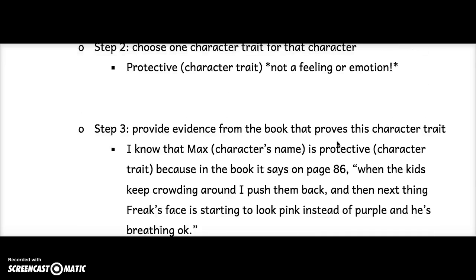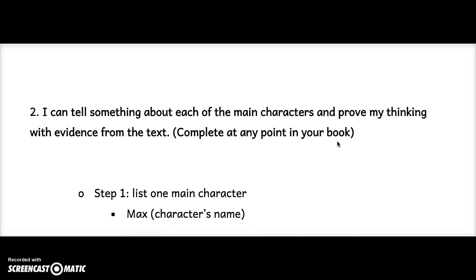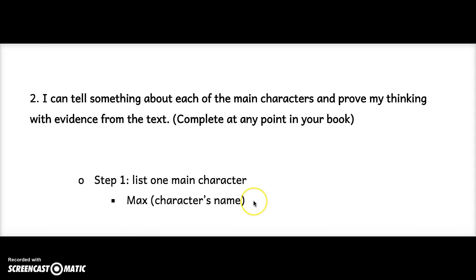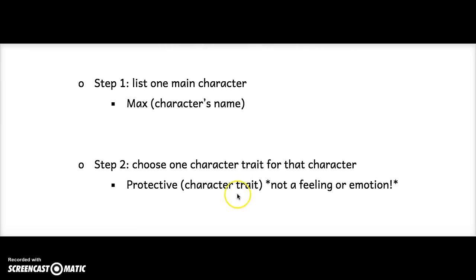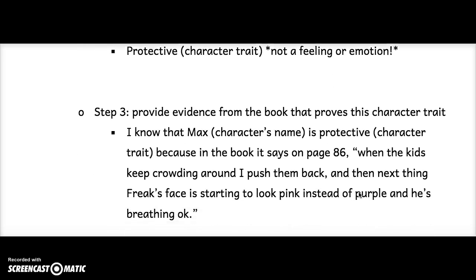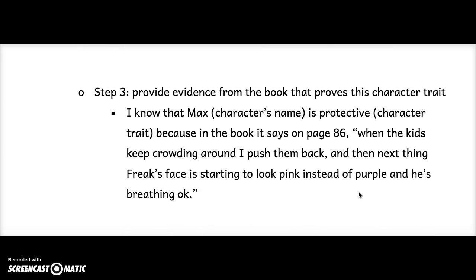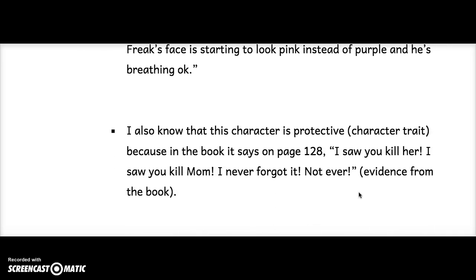So to review the steps that we need to take, the first thing that we need to do is list one character's name. Pick a character trait for them. Remember, a character trait is not a feeling or an emotion or a physical characteristic. And then I need to provide 2 pieces of evidence. There's my first, and there's my second, using page numbers showing why they are that character trait. And these are the steps you need to take to complete I can statement number 2.